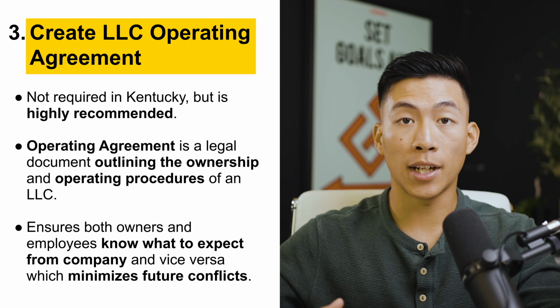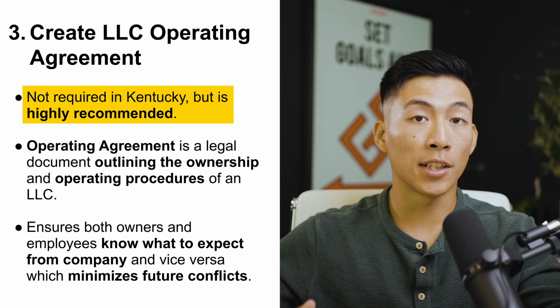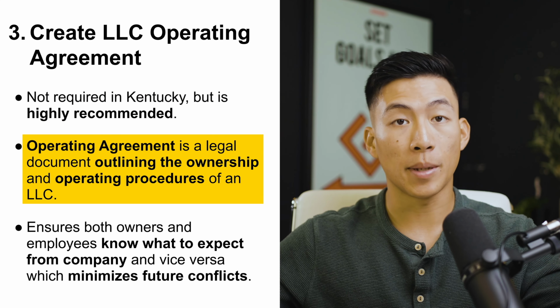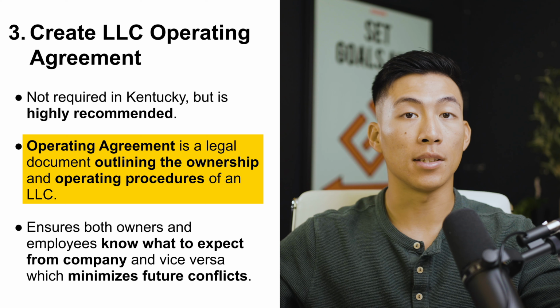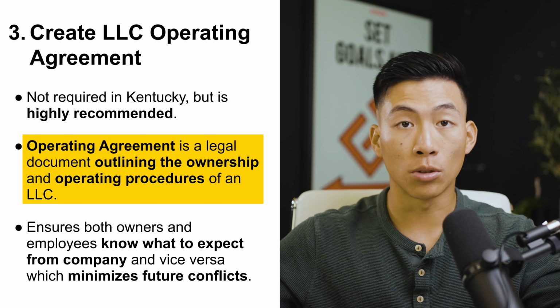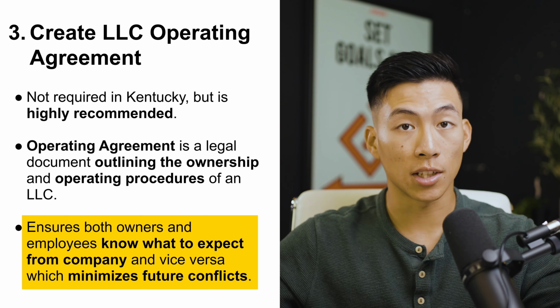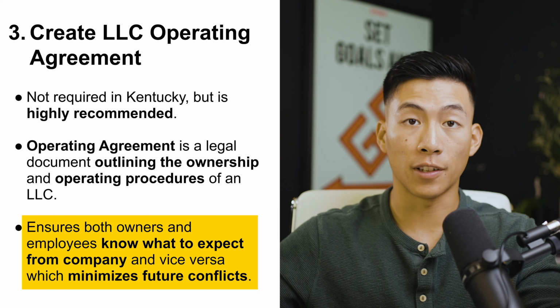Step number three is creating an LLC operating agreement. And while this is not required in the state of Kentucky, it is highly recommended. An operating agreement is basically a legal document that outlines the operating procedures and just general rules within the LLC. This makes sure that both the owners and the employees know what to expect, and it's going to minimize any future conflicts within the business.